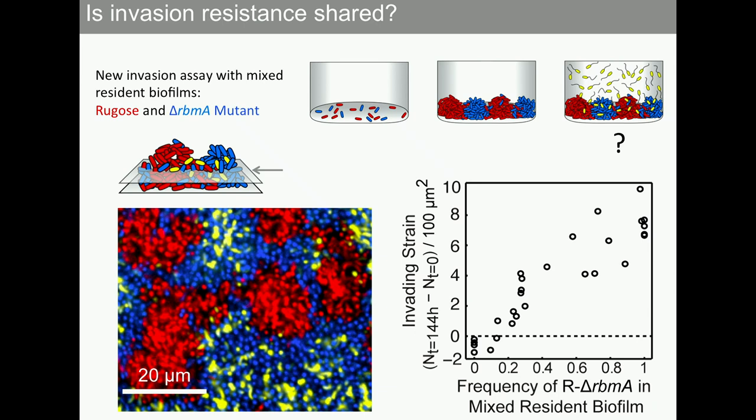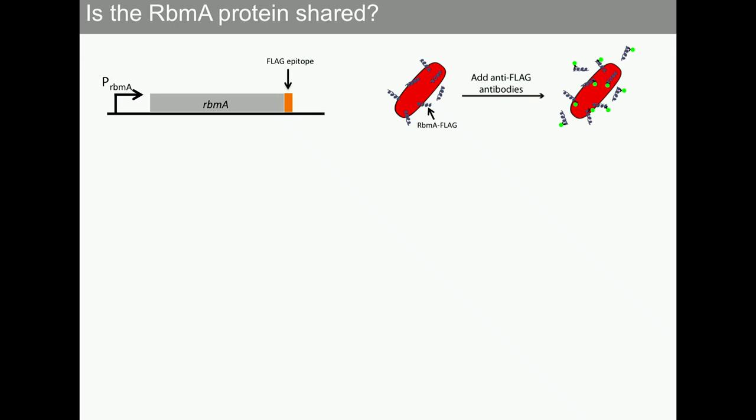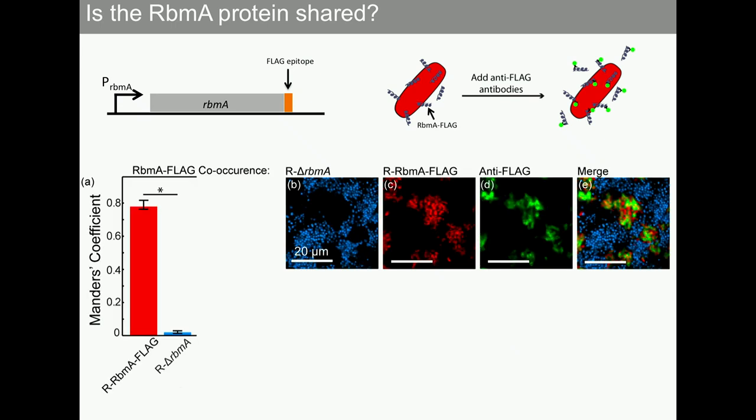So this predicts that the RBMA protein, which is important for invasion resistance, is not shared from cells that are making it to cells that are not. And we can test that idea directly using some molecular genetics tricks. So we go onto the chromosome of cholera, we introduce an epitope at the end of this gene, and this way when it's expressed, it has a little tag on it, and we can introduce an antibody that's specific to that tag with a fluorescent molecule conjugated to it, and then localize where that protein component is in the biofilms. So we do that, and sure enough, here's our producing strain mutants, and here's where the RBMA protein is. It only localizes to the producing cells, as we predict.